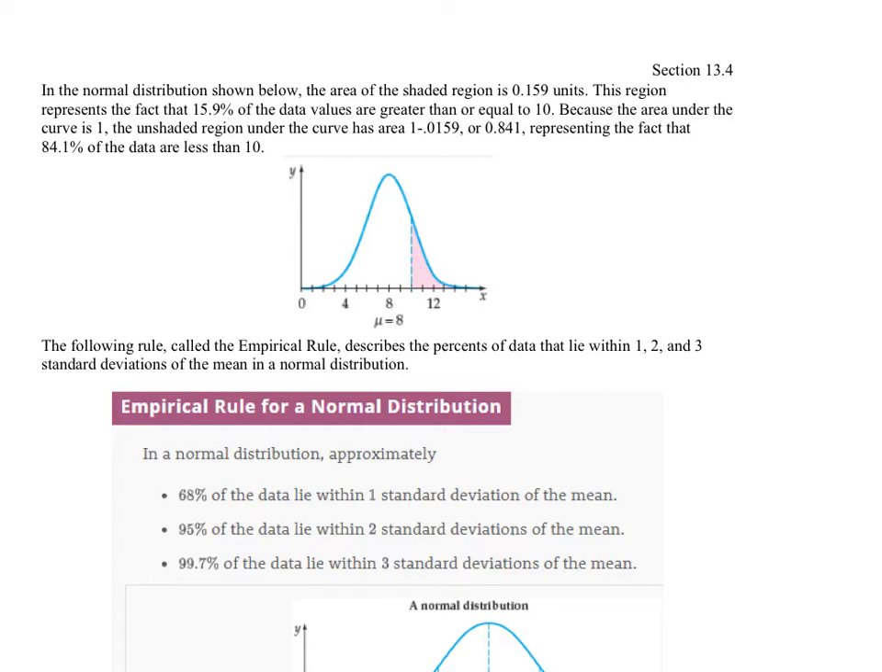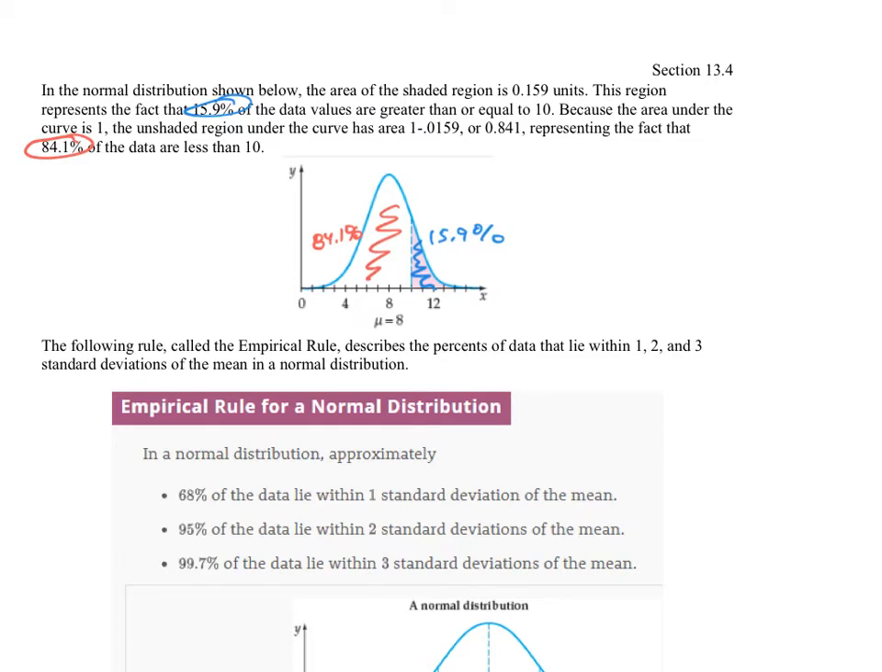So what's 100 minus 15.9? That's 84.1%. So this is all they're doing, is they're just saying that this part right here is the 84.1%, and this part right here is the 15.9%. That's all they're saying right there, so don't get confused.